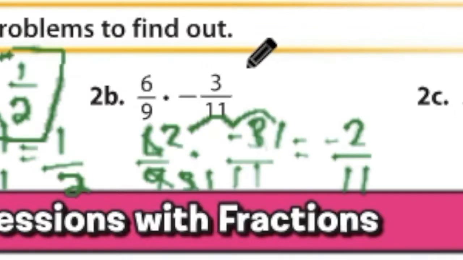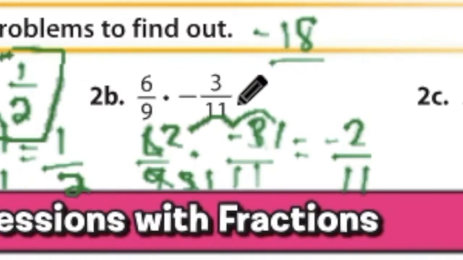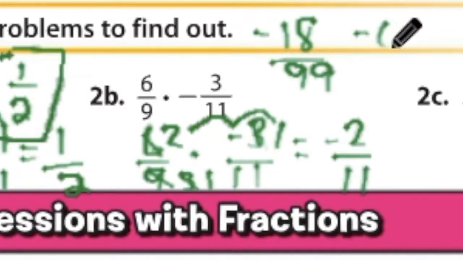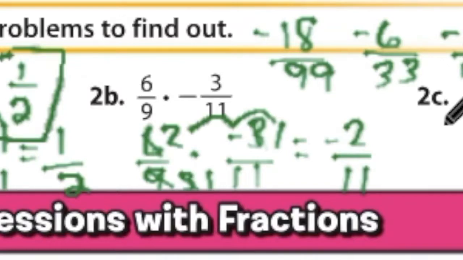Back up, if I would not have cross-canceled, 6 times -3 is -18, and 9 times 11 is 99. 3 goes into -18 -6 times, and 3 goes into 99 33 times. That can be further reduced to 3 goes into 6 2 times, and 3 goes into 33 11 times.